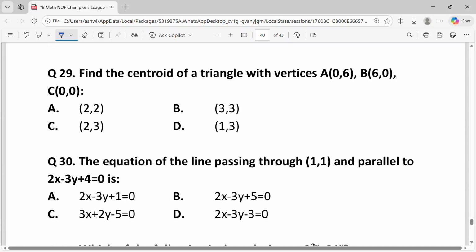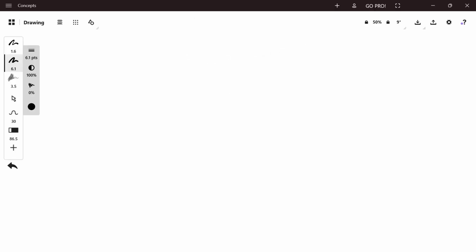Find the centroid of a triangle with vertices A (0, 6), B (6, 0), C (0, 0). The coordinates of the centroid of a triangle with vertices (x1, y1), (x2, y2), (x3, y3) are given by the formulas Gx is (x1 plus x2 plus x3) upon 3, Gy is (y1 plus y2 plus y3) upon 3.